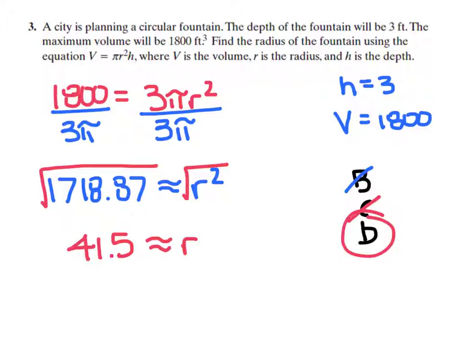Now remember, technically that's a plus or minus, and remember what we talked about. Can a radius, can a length be a negative value? No, it can't. So therefore our radius is going to be approximately 41.5 feet long.